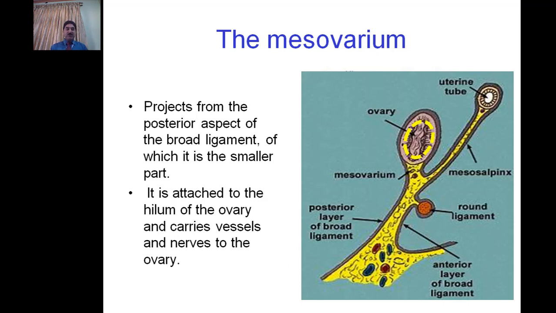It is attached to the hilum of the ovary and it carries blood vessels and nerves to the ovary, as shown in this diagram. It is a double-layered fold arising from the posterior layer of broad ligament, encloses the ovary and carries its blood vessels.